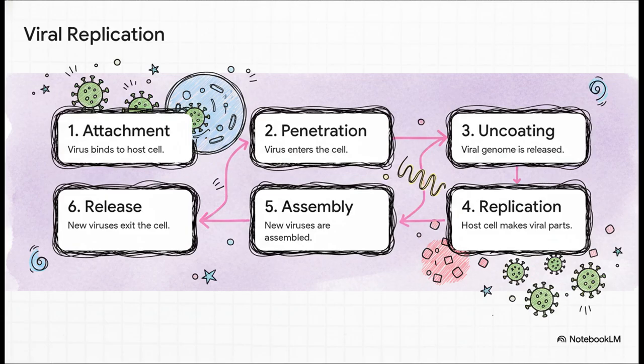And now for the main event, replication. This is the hijack. The viral code takes over the cell's entire factory, forcing it to stop what it's doing and start cranking out viral parts. Once you've got all the parts, you need assembly. The new viral bits and pieces are put together, creating thousands of new virus clones. And finally, the getaway, release. The newly made viruses burst out of the cell, often destroying it in the process, and boom, they're off to hijack the next cell. The whole cycle starts all over again.